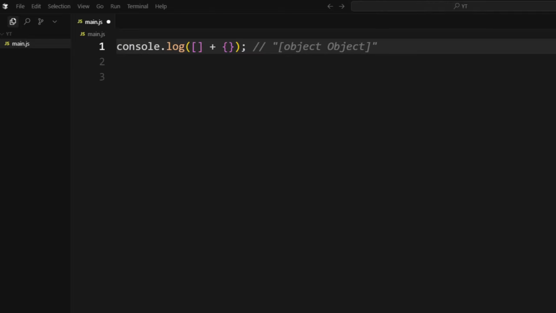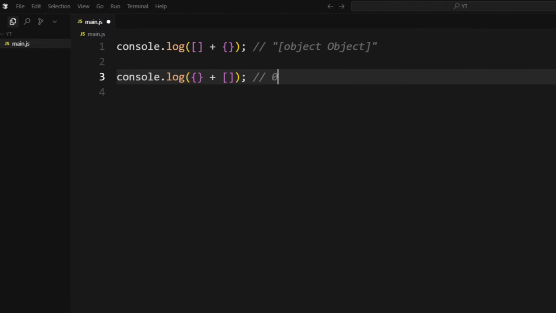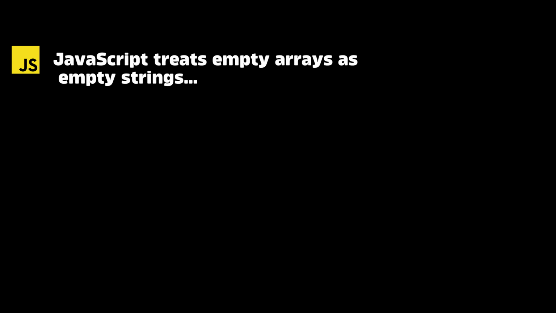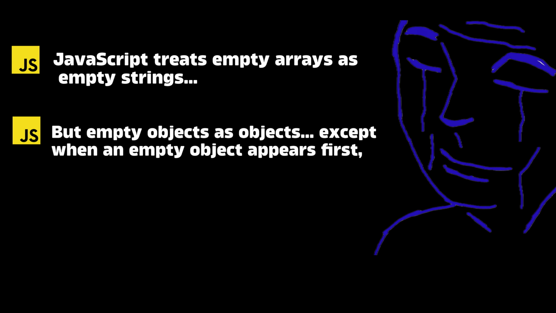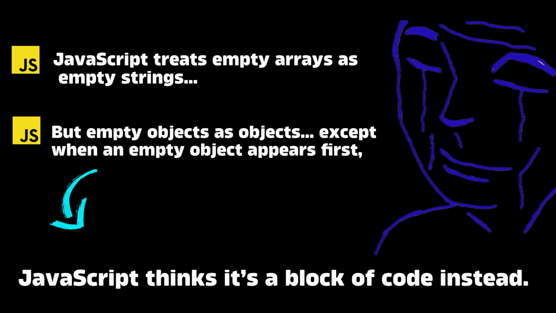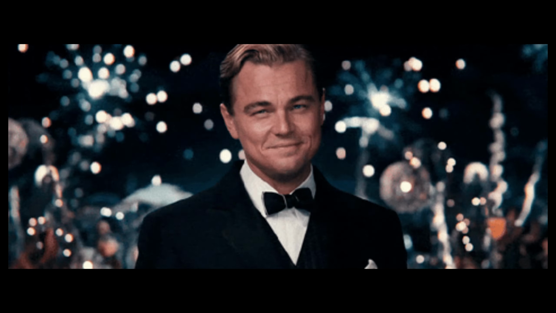An empty array plus an empty object returns the string representation of a JavaScript object data type. But flip them around, and suddenly, the result is 0. Confused? You should be. JavaScript treats empty arrays as empty strings, but empty objects as objects, except when an empty object appears first. JavaScript thinks it's a block of code instead. If that doesn't make sense, congratulations, you're completely normal.